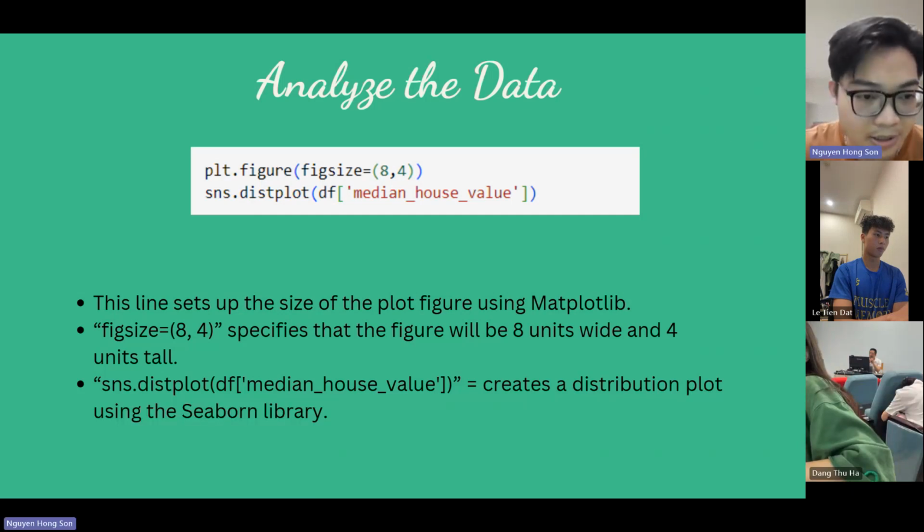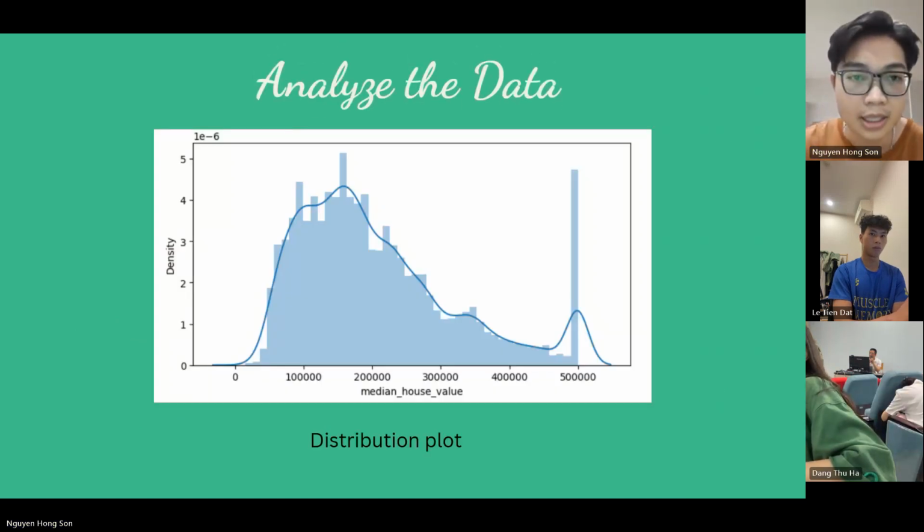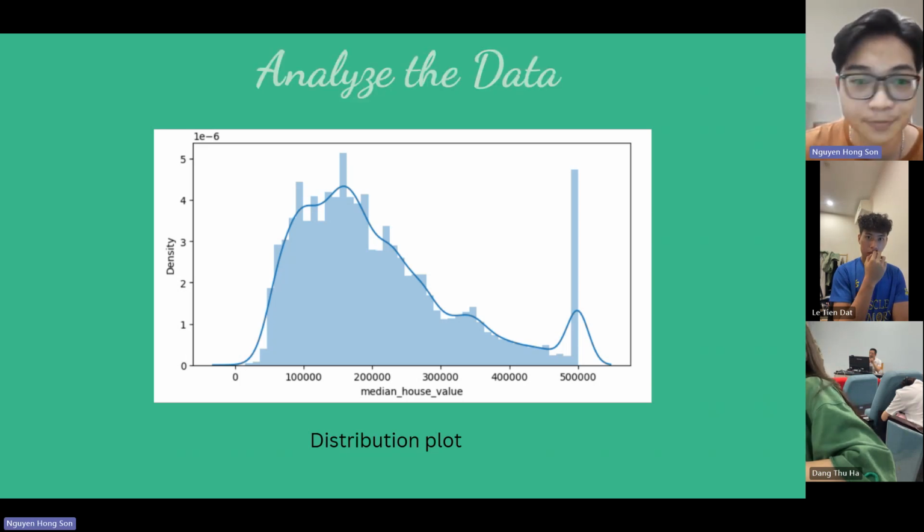And the sns.distplot of df median house value creates a distribution plot using the Seaborn library. And here is the diagram of the distribution plot.